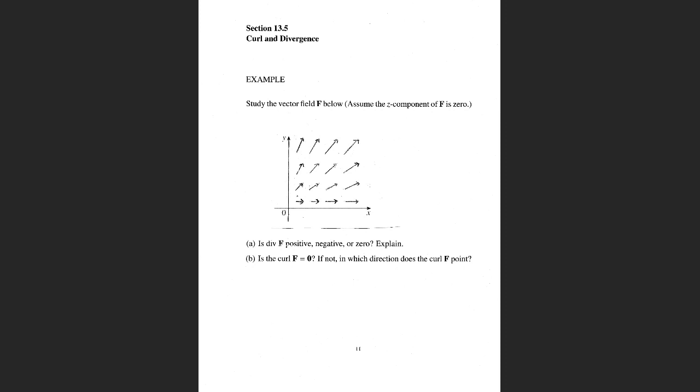Okay, all right. So what we want to do, and again, you can zoom on the right. You can use your zoom button if you want to blow up the picture a little bit. Here we are being given a vector field. We have a picture of this vector field. And the first question says, is the divergence of the vector field positive, negative, or zero?